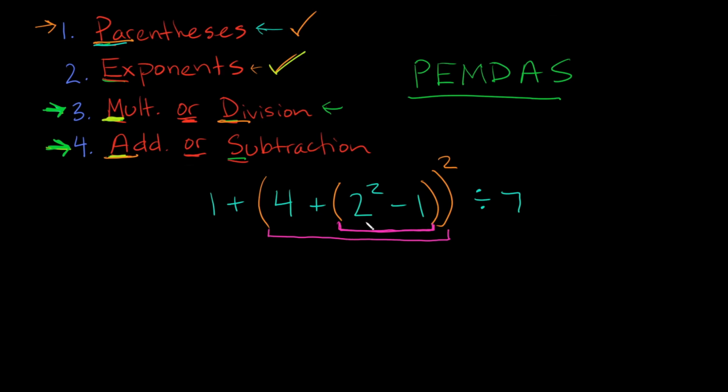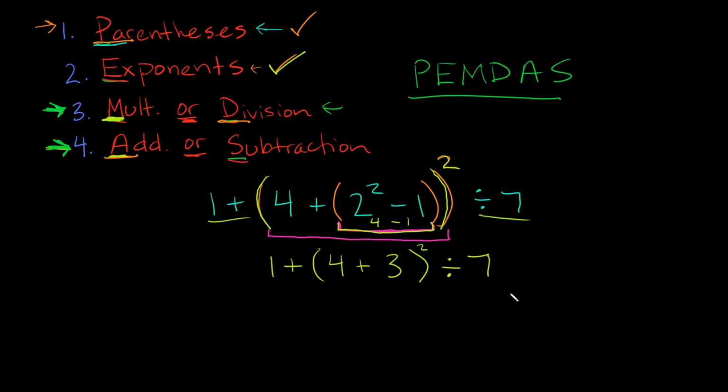Okay, so let's simplify whatever is inside of these parentheses. Well, 2 squared, that's equal to 4, and then we have this minus 1. So 4 minus 1 is equal to 3. Okay, so now we simplified what was inside of these parentheses. So now we can bring down the rest of the problem. Okay, so let's start here. So we have this 4 plus. Okay, we also have these outside parentheses. So we'll throw those on there. Then don't forget we have this exponent. So we'll put that up there. And then we have 1 plus on this side. And we have divided by 7 on this side.